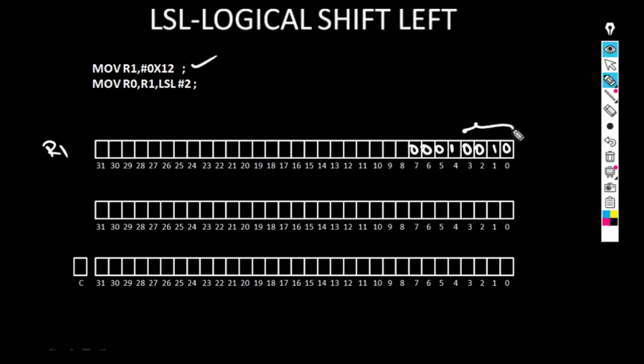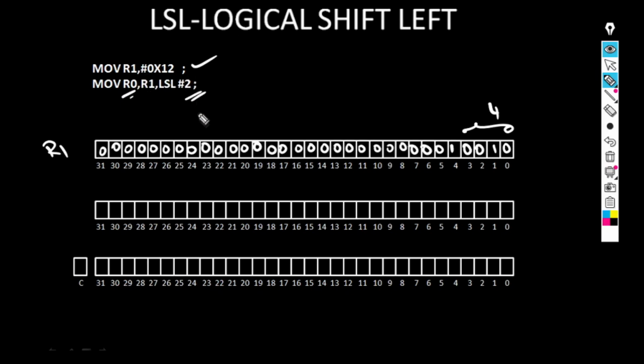Why? Because 4 bits constitute one hexadecimal digit, so 2 is written as 0010 and 1 is written as 0001, and all the other bits are 0. The instruction we have here is MOV r0, r1, LSL #2. It means shift r1 by 2-bit positions towards the left and store the result in r0.